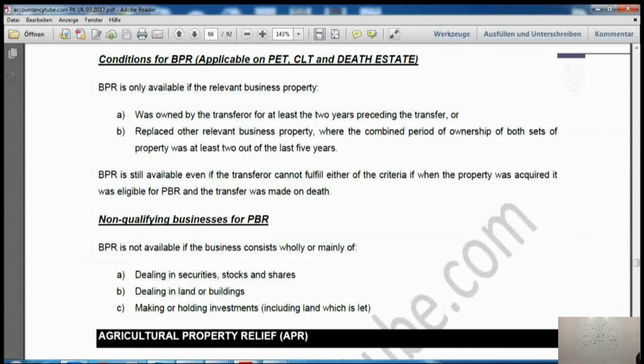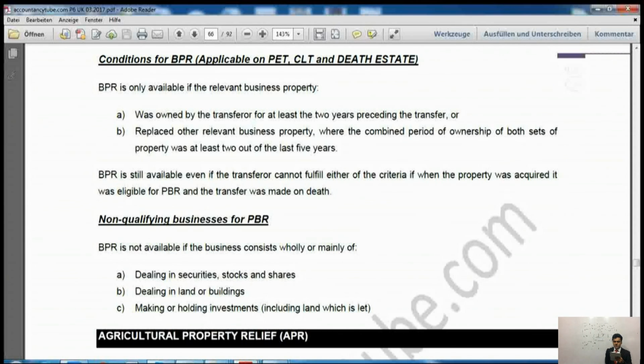BPR is still available even if the transferor cannot fulfil either of the criteria, if the property was acquired when it was eligible for BPR and the transfer was made on death. So if you cannot fulfil any of the above conditions, then you will still get BPR if, when the transfer was made, BPR was available and the transfer was made on death. As it says here, BPR is still available even if the transferor cannot fulfil any of the conditions.